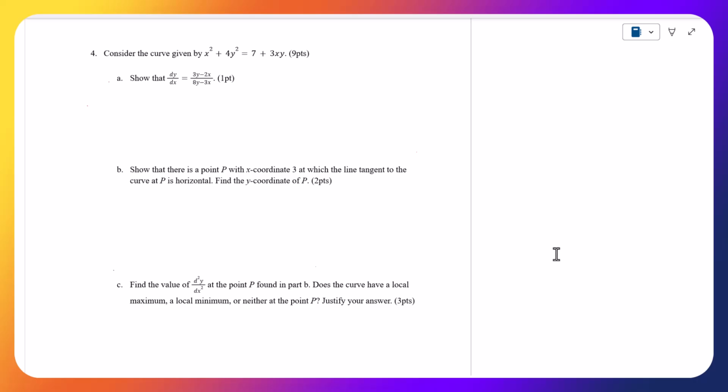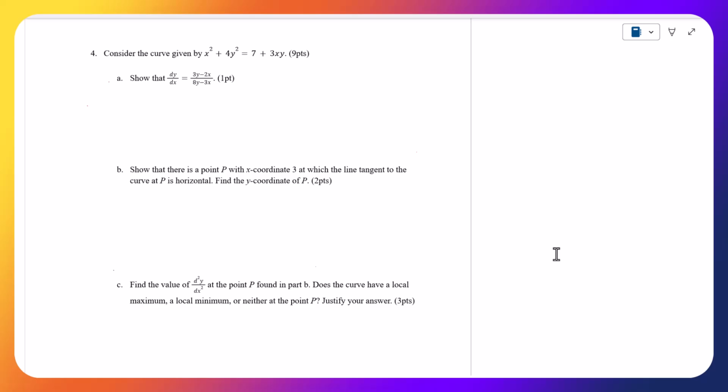Okay, question 4. I think this question was probably the trickiest of the 4. The first part is fairly straightforward. It's asking us to show that dy over dx equals something. So it tells us what our answer should be. We just need to be able to get to that answer. So, well, what is dy over dx? That's our derivative of y with respect to x.